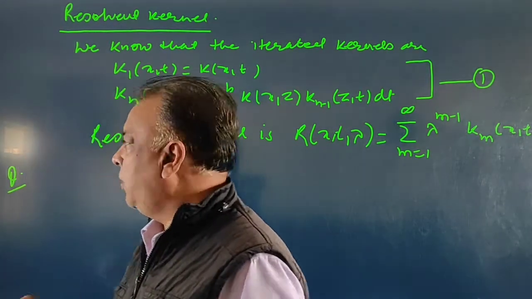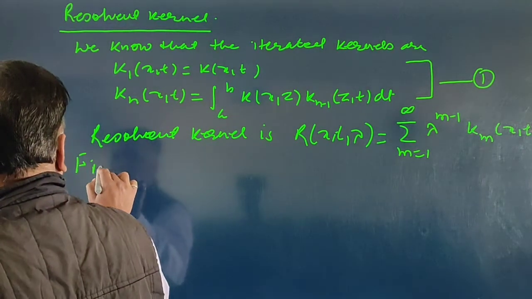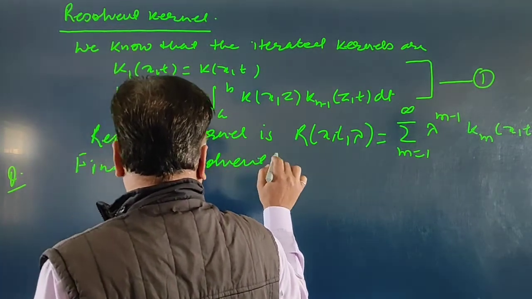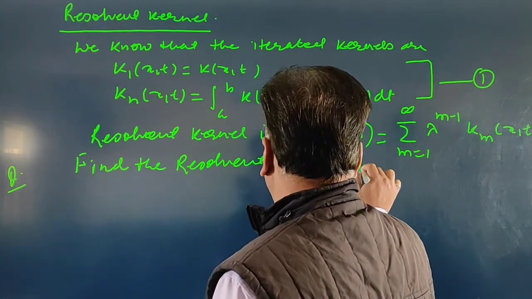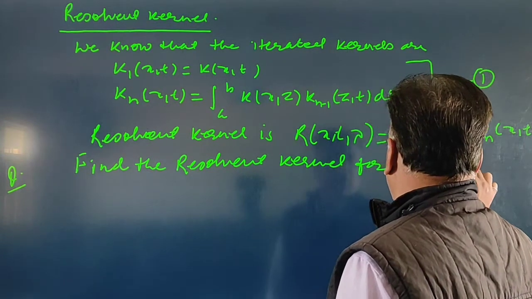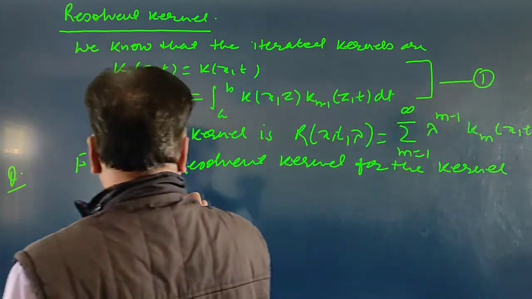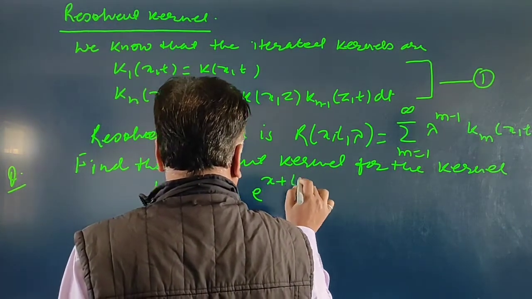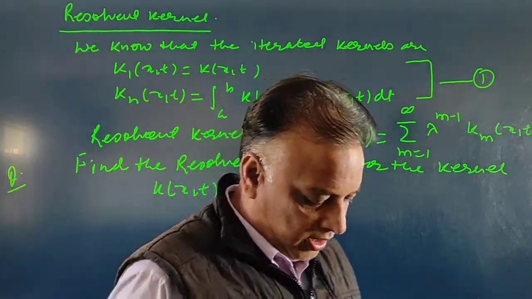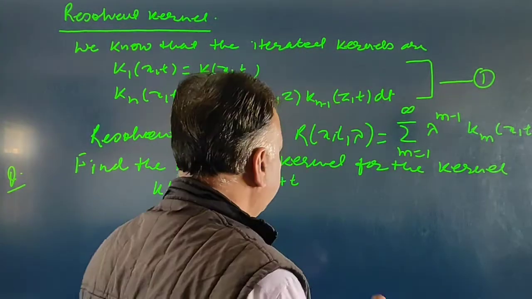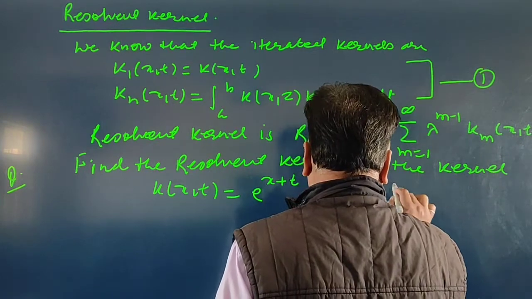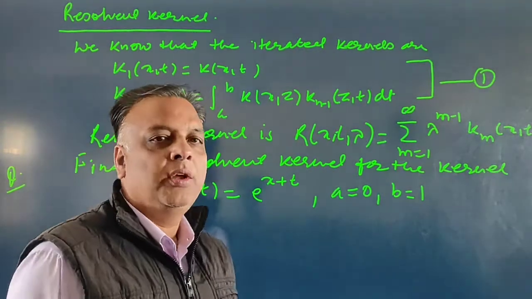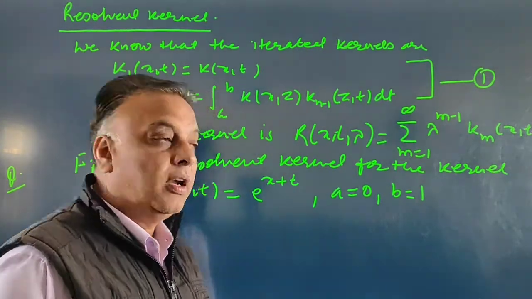So the problem is, we have to find the resolvent kernel for the kernel K(x,t) equal to e raised to x plus t. The kernel is e raised to x plus t, a is equal to 0 and b is equal to 1. So for this kernel and these limits, we have to find the resolvent kernel.